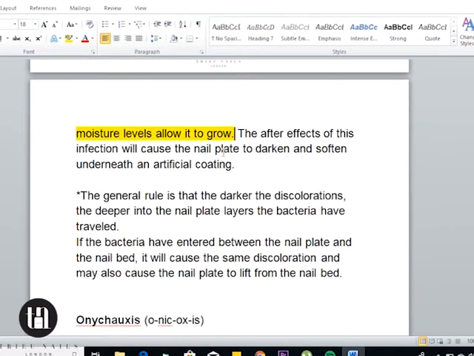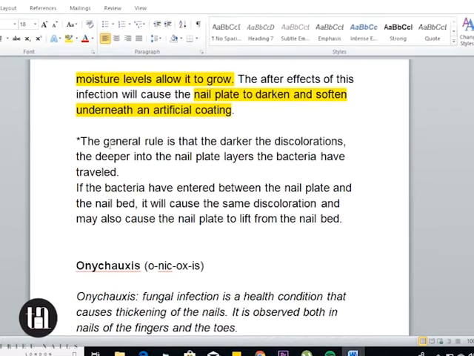What can happen is that if your nail plate does suffer from Pseudomonas, then nail plates can darken and soften underneath the artificial nail coat. The general rule is that the darker it is, the deeper into the nail plate and the nail layers it has gone.